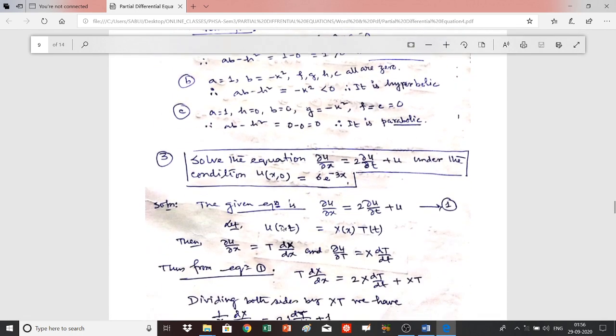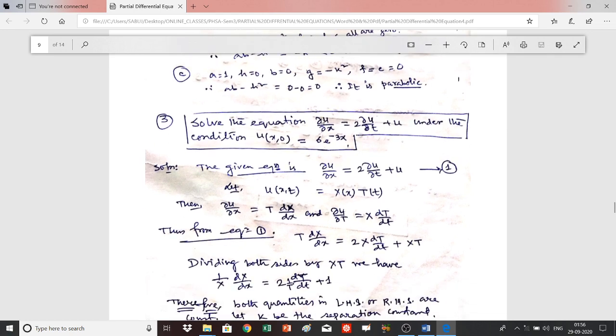Now another problem is here: solve the equation del u del x is equal to 2 del u del t plus u under the condition u(x, 0) is equal to 6 e to the minus 3x. This is the condition, and you have to solve this problem. Now write that equation here once again: del u del x is equal to 2 del u del t plus u. To solve this equation, you know that you have to write u(x, t) is equal to X(x) T(t), obviously in the case of the separation of variable method.